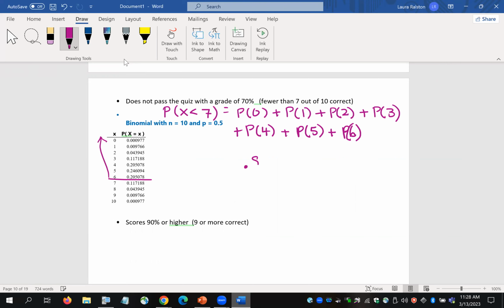If I add those numbers together, I get 0.828124. Again, it's important that you put that leading 0. So there's about an 83% chance, roughly 82.8, that she's going to score less, or not pass the test.